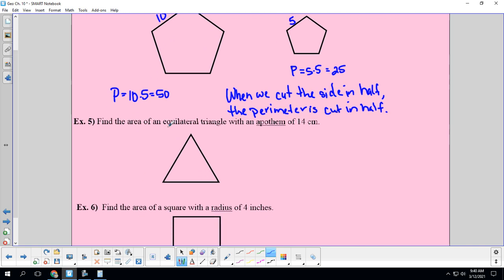Let's find the area of an equilateral triangle. The apothem, so think about what an apothem is. From the center, so if I were to draw a circle, the center would be the center of the circle that is circumscribed about the triangle. So the apothem is 14.